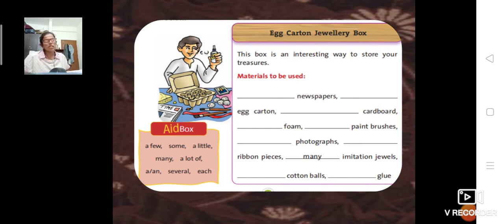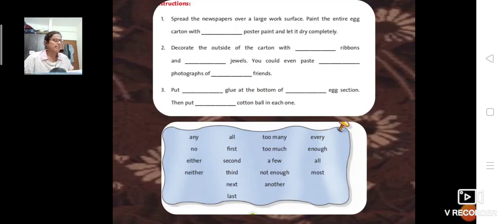So these are the things that he is going to use to make a jewelry box, a gift for his friend. I hope you have done this. Shall we move to the next one? Yes. Children, here also you have to use these quantifiers to fill up the blanks which are given there.